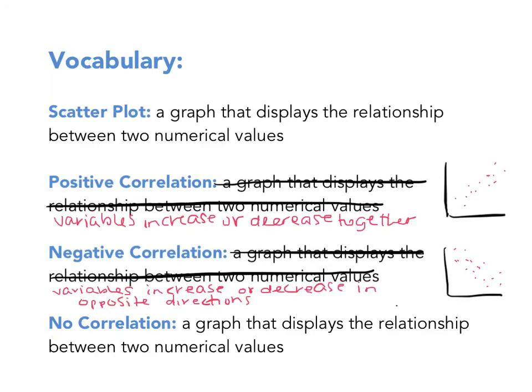So we need to get down some vocabulary. And first, what is a scatter plot? It's a graph that displays a relationship between two numerical values. Looks like an x and y axis, and then there's always dots of data within the graph.